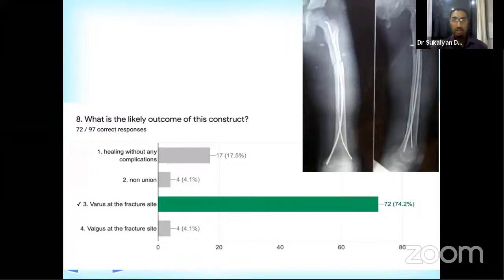Then we presented an x-ray of elastic stable intramedullary nails, where nails of two different diameters have been used. And we wanted to know what the likely outcome would be for this construct. Number one, healing without any complications. Number two, non-union. Number three, varus at the fracture site. And number four, valgus at the fracture site. The correct answer is that there would be a chance of varus at the fracture site, which was correctly answered by about three-fourths of the participants.